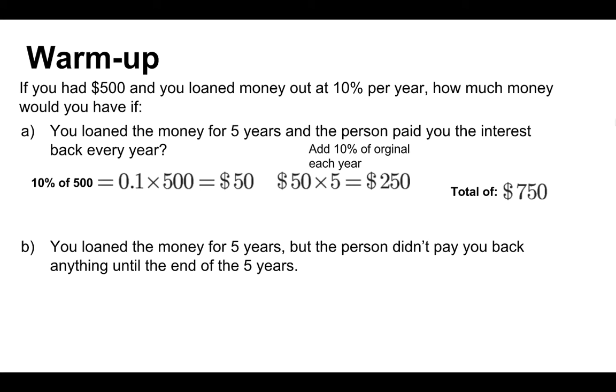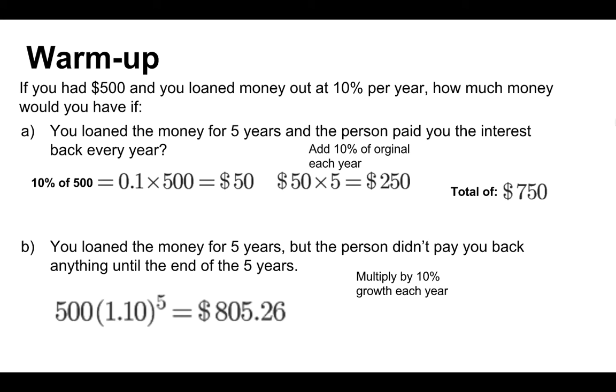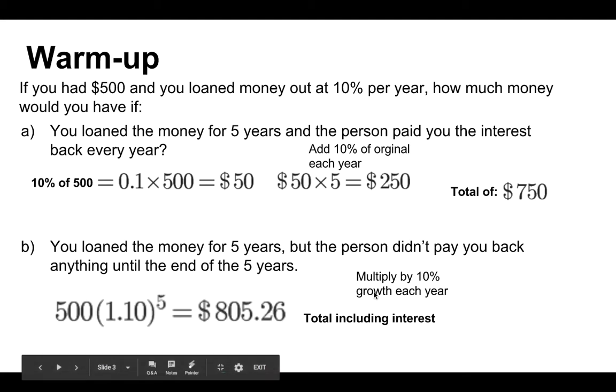So the next one, you loan money for 5 years. The person doesn't pay you back right away. So here we're going to multiply by 10% growth each year. So now we're multiplying by 1.1. If we multiply by 1.1 5 times, you get 805.26. And that's the total, including the interest. And so you can see that this second thing is what we're going to call compound interest.